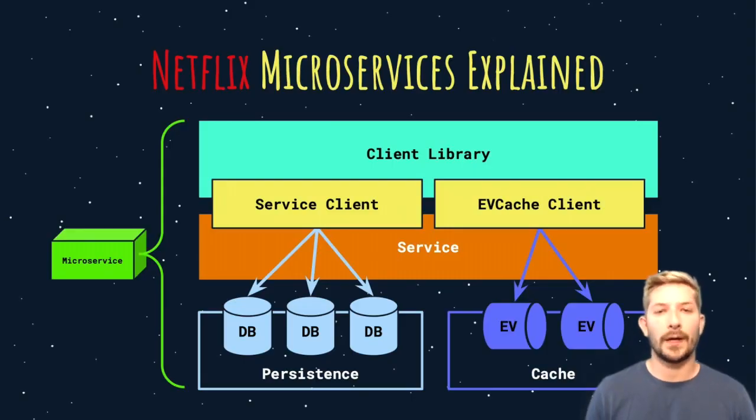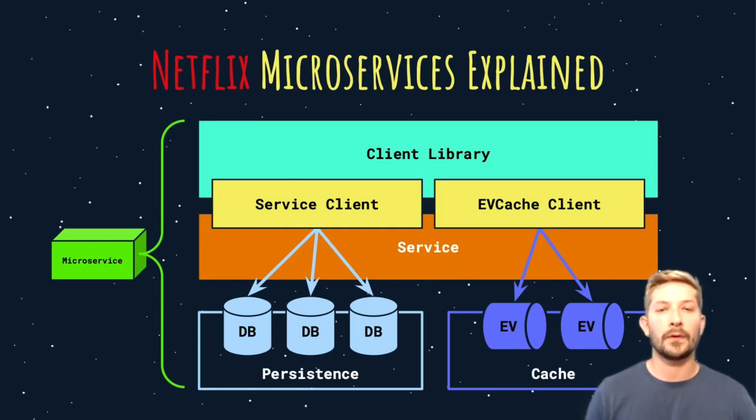So now I'm going to talk about what a microservice looks like in Netflix. Our microservices are made up of a client library, a persistence layer, and a cache layer. When a request comes in through REST or gRPC, it will use either one of the service client or the cache client to fetch data.